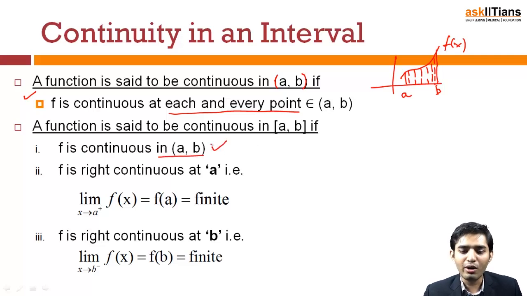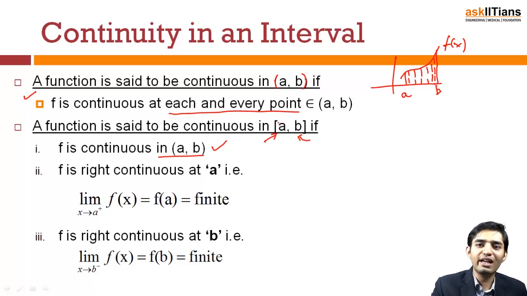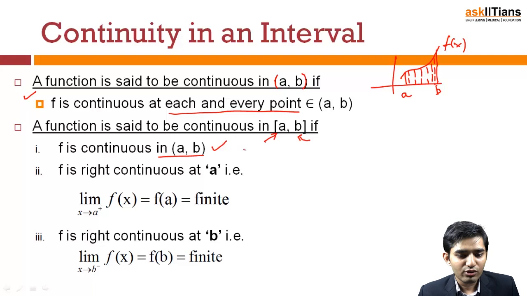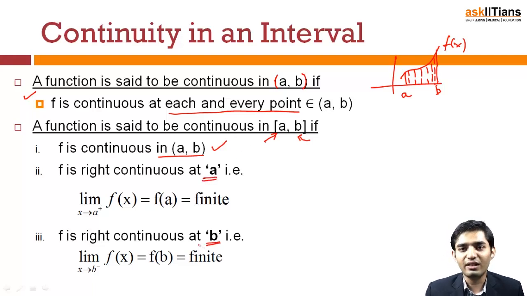Also, if I am talking about closed interval a to b, then the function should be continuous at x equal to a, and the function should be continuous at x equal to b also, right? Because if I want to say that the function is continuous in closed interval a to b, that means x equal to a and x equal to b are also included, the endpoints are also included, right? So at x equal to a and at x equal to b, the function should be continuous at the endpoints, right?